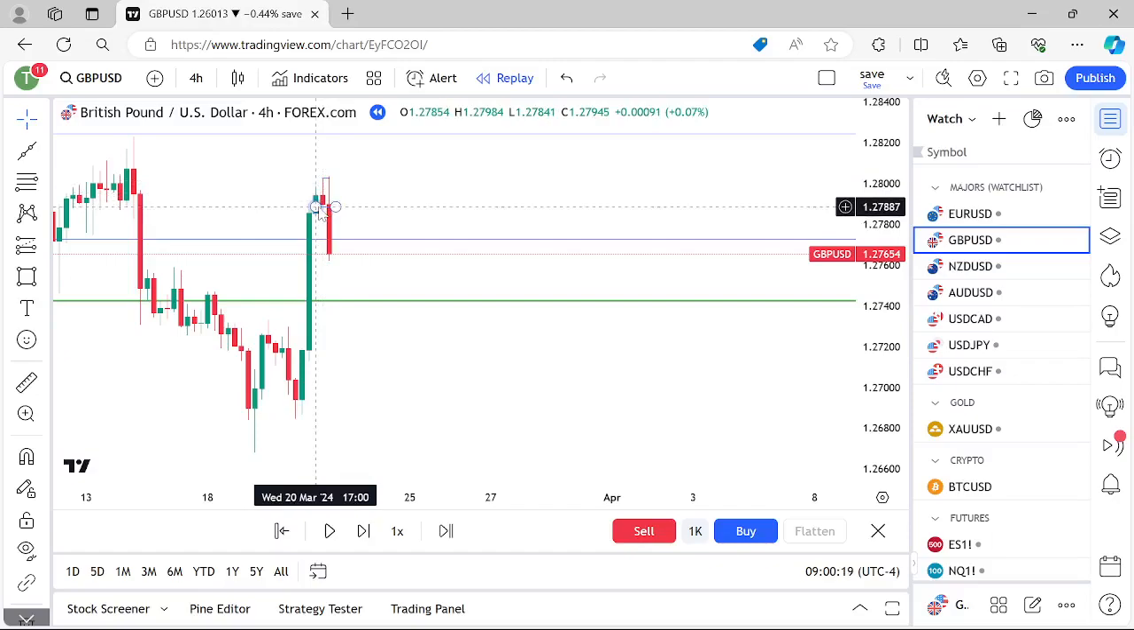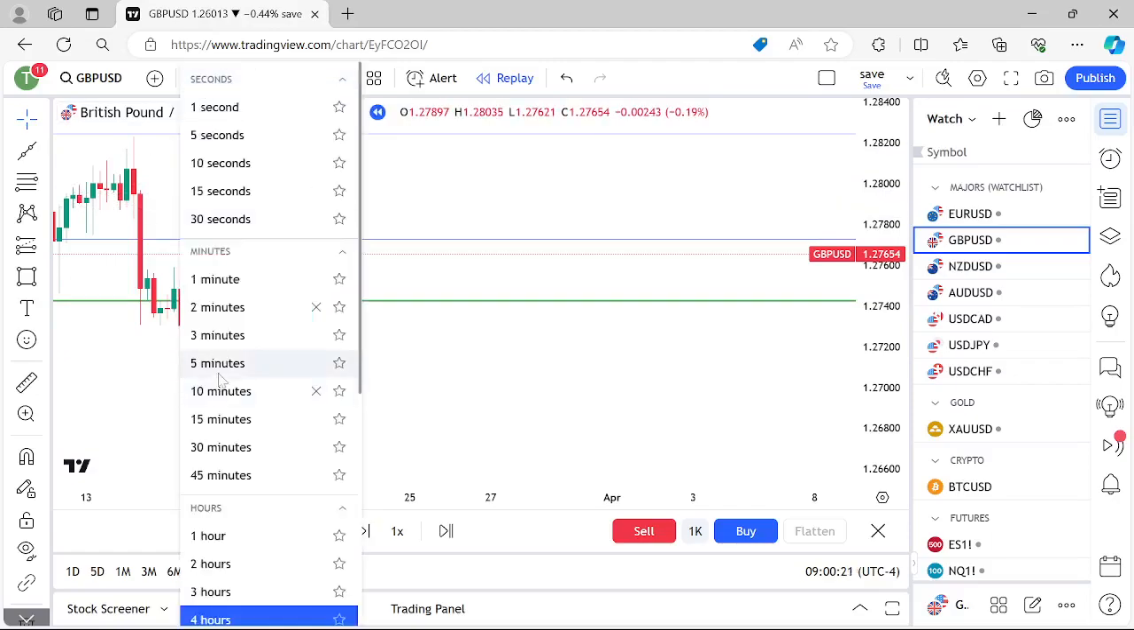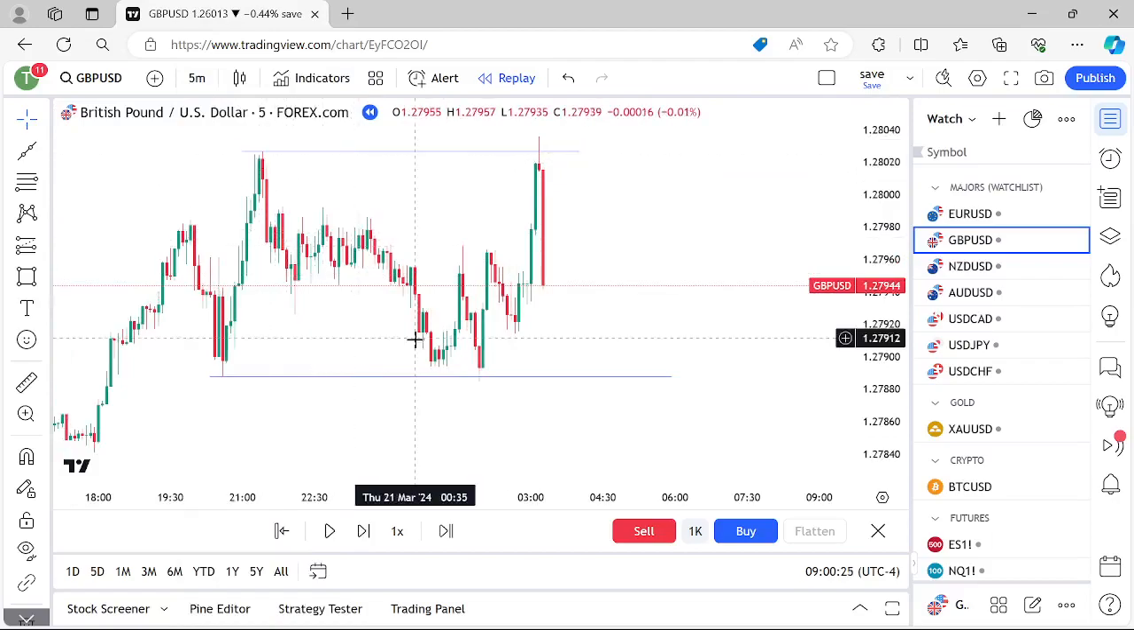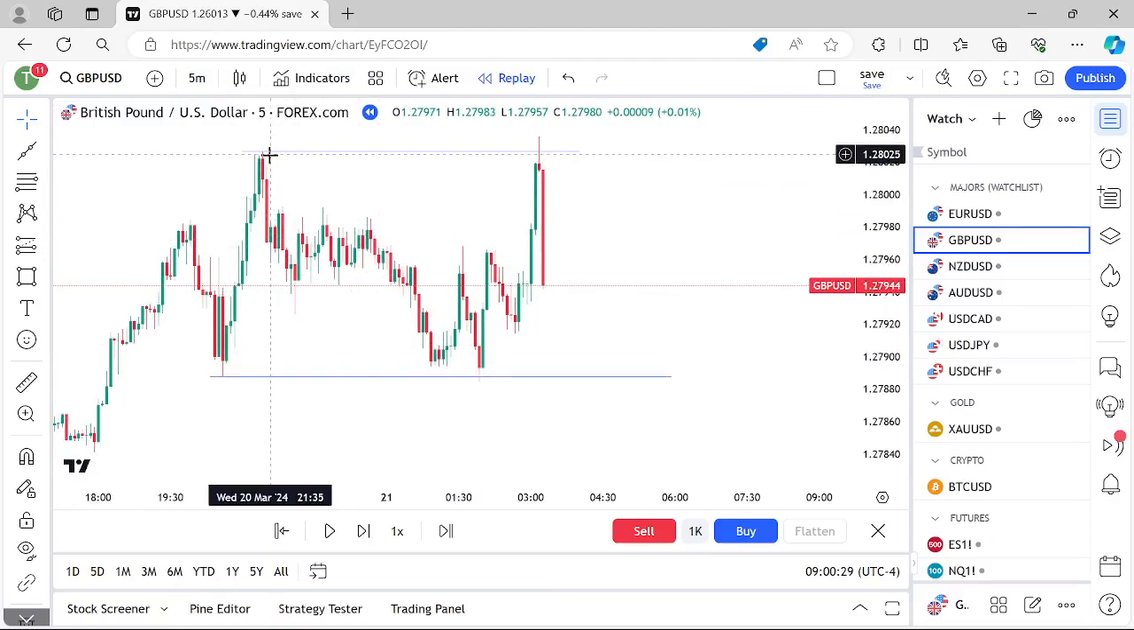Think of it like that. Once we took out Asian session lows, that's what gave it the fuel it needed to have the push up to take out this liquidity. That gave it the necessary fuel it needed to make the trip up into this, okay?